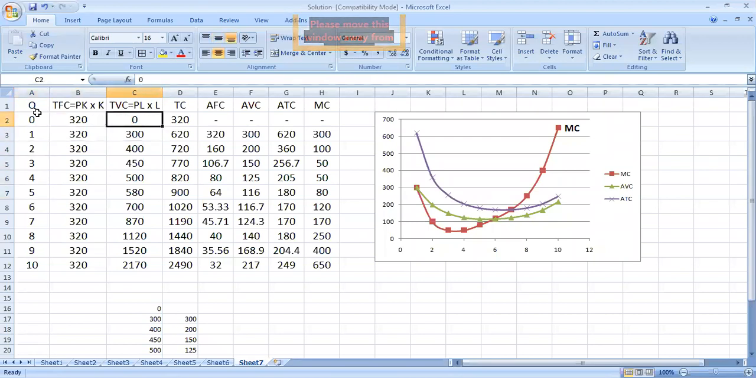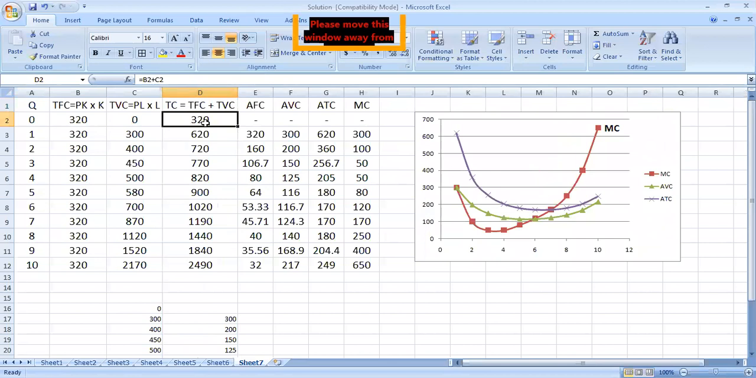Okay, when we add both variable and fixed cost, let me show you a formula over here. The total cost is the sum of total fixed cost and total variable cost, right? So what we have done is that we have added both fixed cost and variable costs to obtain total cost, right?